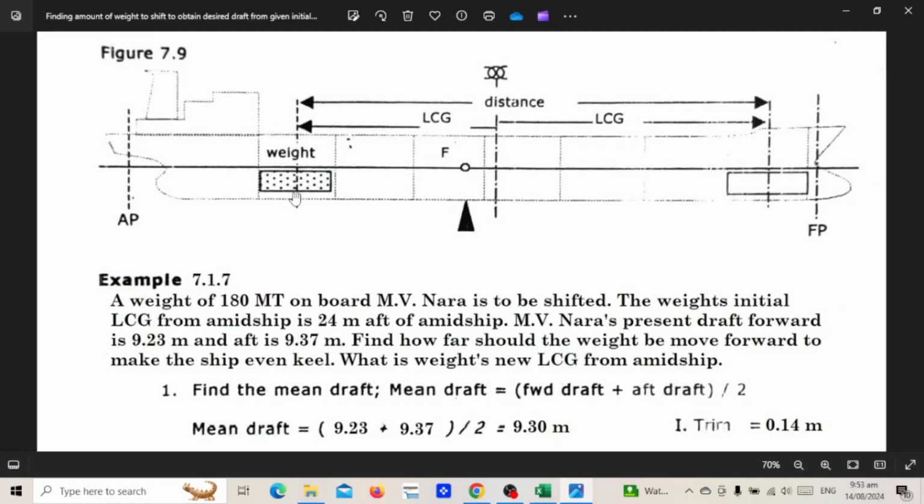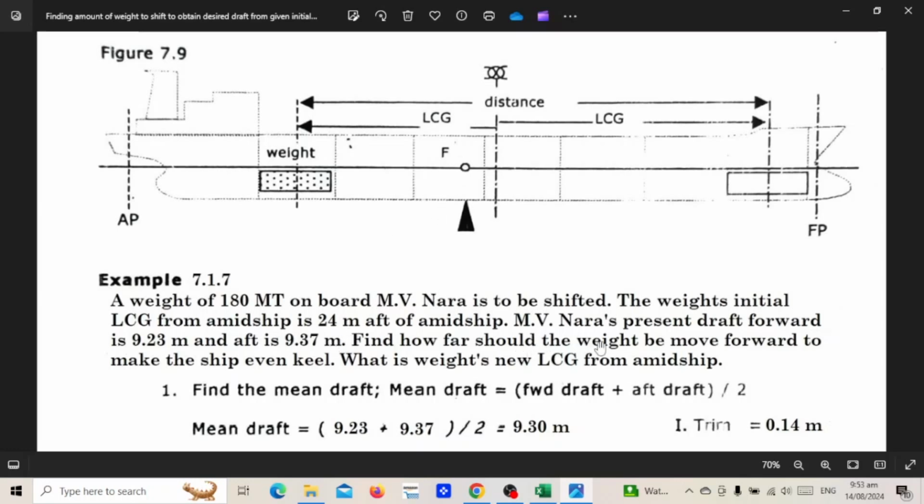Let's say, for example, this is the distance, or your LCG, up of amidship, which is 24 meters. So the weight is somewhere around here. From here, in the middle of the weight, going to the amidship is 24 meters. But the measurement should first come from amidship, going to the center of the weight or tank or hold, whatever you prefer to place. That will be your LCG, which is 24 meters. Okay, that is what it meant.